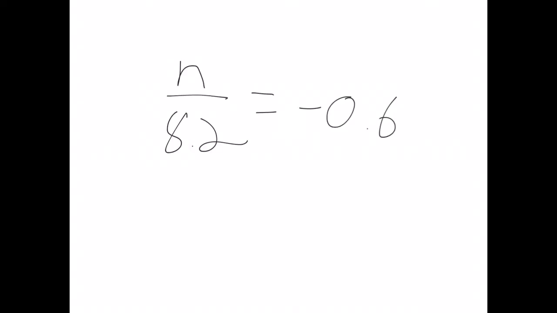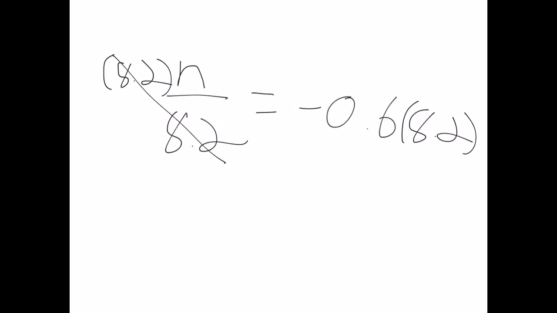Yeah. And now, finally, we got division. And again, for division, we do the opposite, multiplication. So we got n divided by 8.2 equals negative 0.6. So first, we put in, whoops, not in pencil, 8.2 here. Then we put in 8.2 up there, cross those out. And we still got our n. And now we still got negative 0.6 multiplied by 8.2.